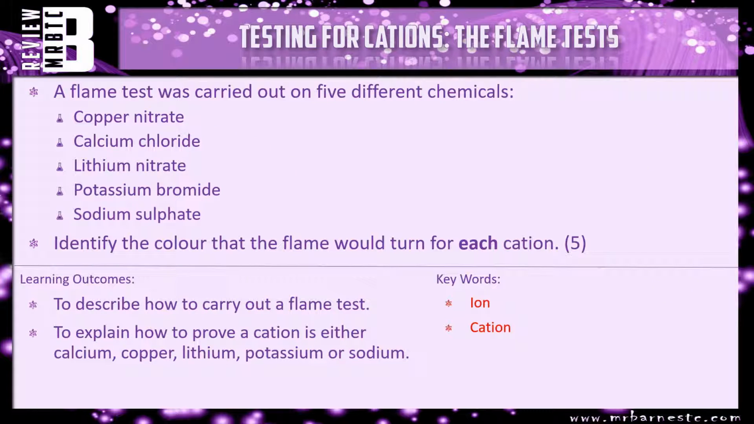If we move on to the review question, nice and simply, a flame test was carried out on 5 different chemicals: copper nitrate, calcium chloride, lithium nitrate, potassium bromide, and sodium sulfate. Identify the colour that the flame would turn for each cation.